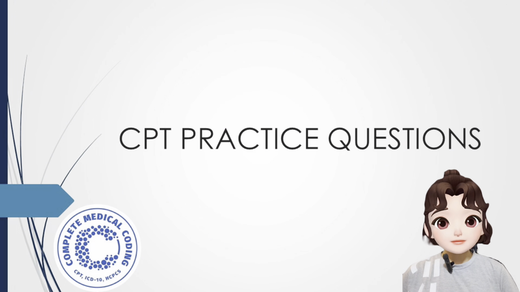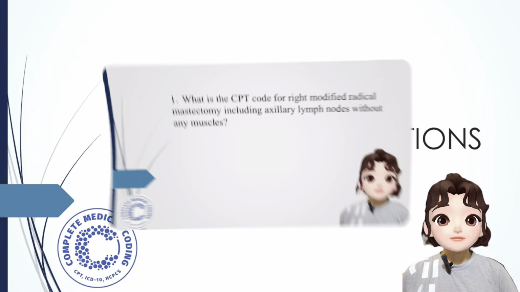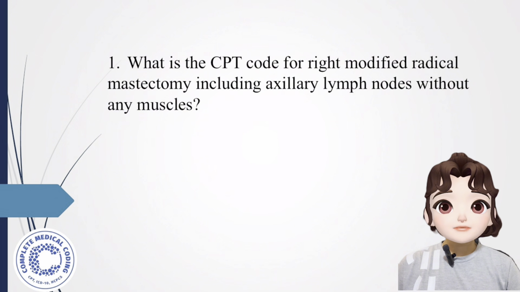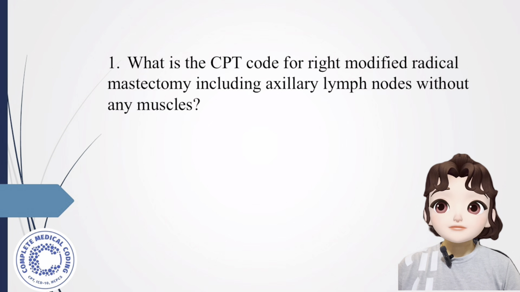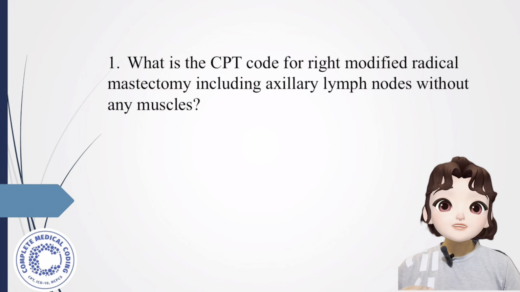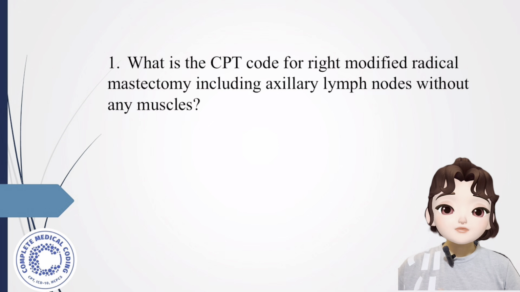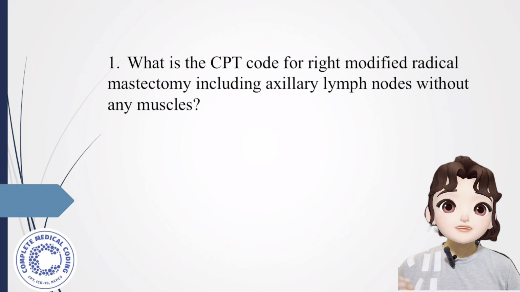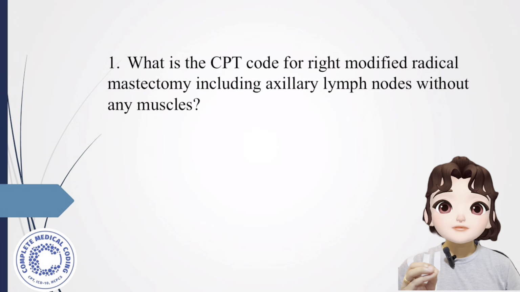Let's move to the questions one by one. So first question, what is the CPT code for right modified radical mastectomy including axillary lymph nodes without any muscles? So let's begin with small questions so that it will be easy for you to understand how to navigate through the codebooks. That's why I have chosen a simple question in the beginning.